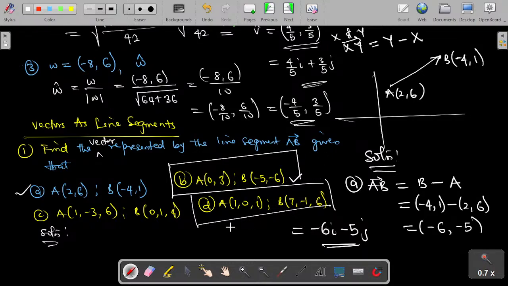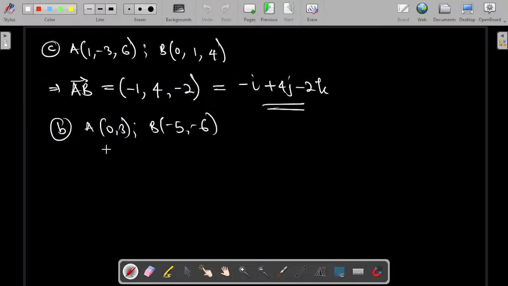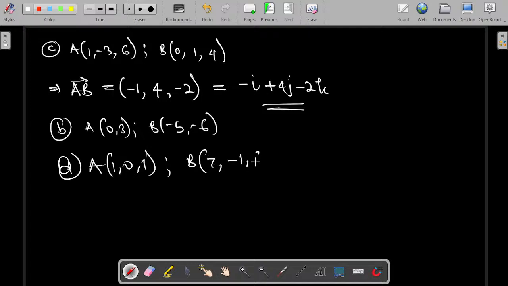Okay, let me go to the next page and write it again. Okay, see your B here, and then for D, A is 1, 0, 1 and B is 7, minus 1, 6. Okay, for Jessica, I hope you can see it now. Okay, Chidera, you have 5 and minus 9. Are you sure it's 5 and minus 9, or minus 5 and minus 9? Look at it again. Rita, I'm referring to you.